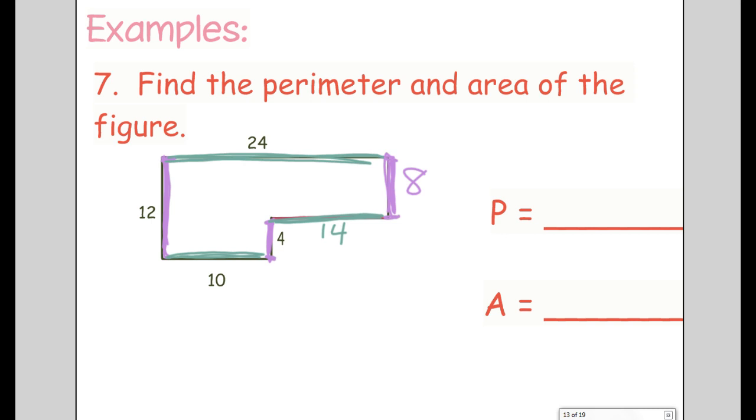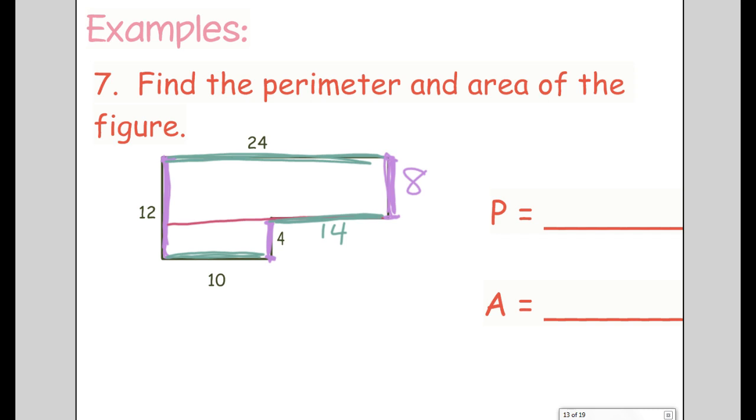Lewis C., go write the perimeter, and Torin, go write the area. I want you to divide it into rectangles to find the area. Where did you divide it? Did you draw a line right here or right here? Across, yeah. Okay. So you find the area of this one, you write it inside, and then find the area of this one. You can do it.